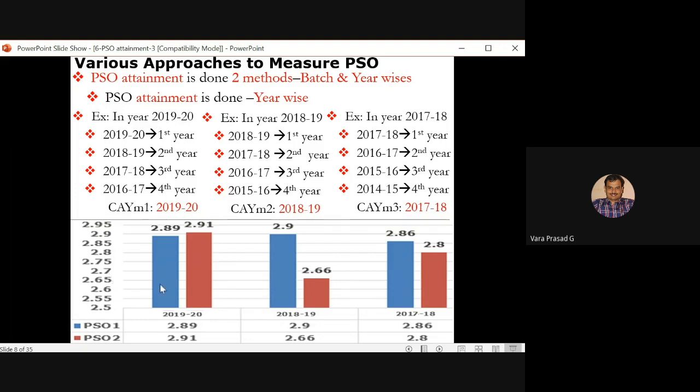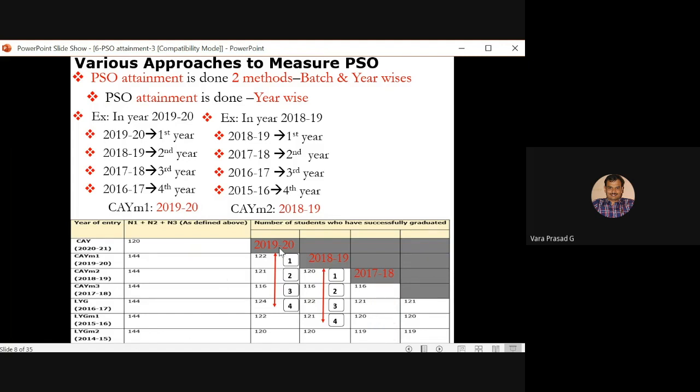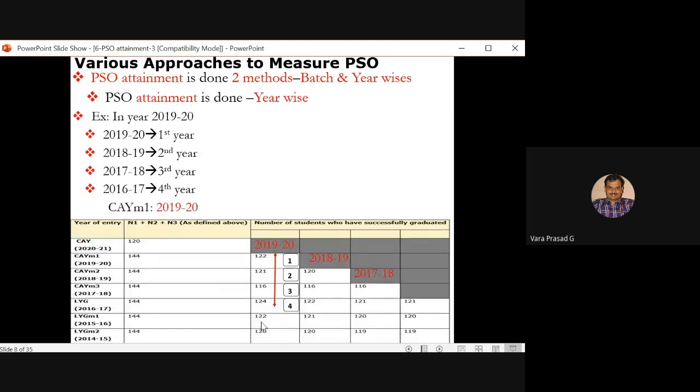Now, this is the PSO attainment. Have you seen here? This is 1920. This is the attainment with respect to PSO 1, and this is PSO 2. One more thing here: when you do the PSO attainment year wise, these are the vertical values you are taking. When you come to batch wise, you have to go for the horizontal. So that's the fundamental difference here.